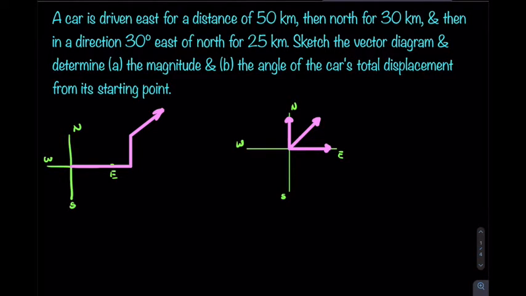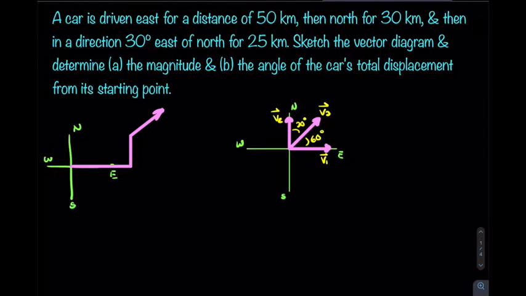So let's put in what we know. We'll call this vector 1, we'll call this vector 2, and we'll call this vector 3. And we know that this is 30 degrees. So that means this must be 60 degrees.